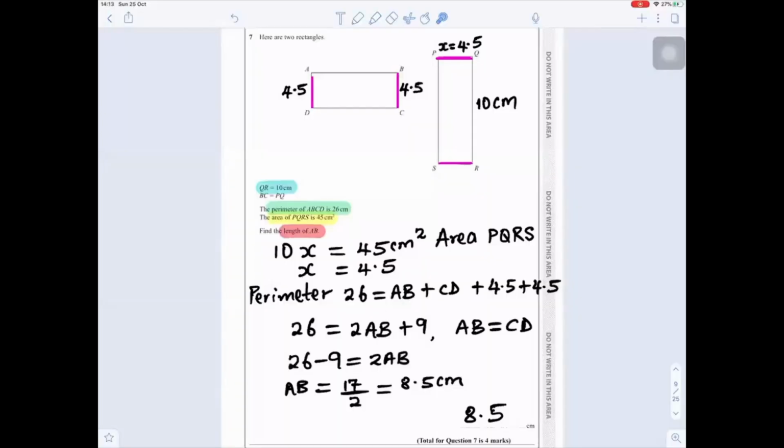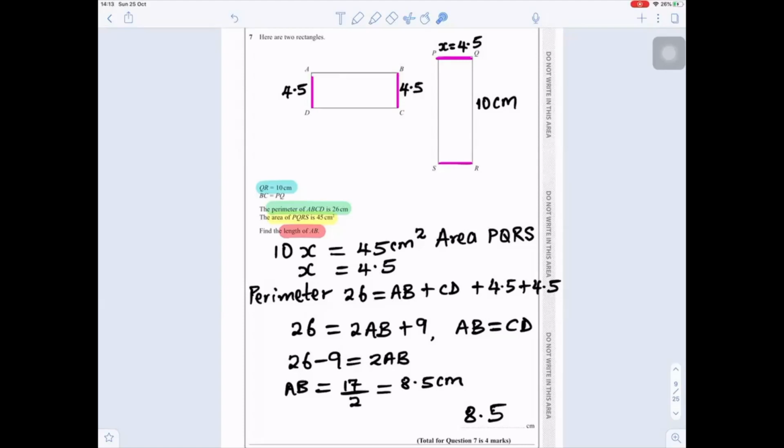Question number 7. Here are 2 rectangles. QR is 10 centimeters. BC is equal to PQ. The perimeter of ABCD is 26. The area of PQRS is 45 centimeters squared. Find the length of AB.